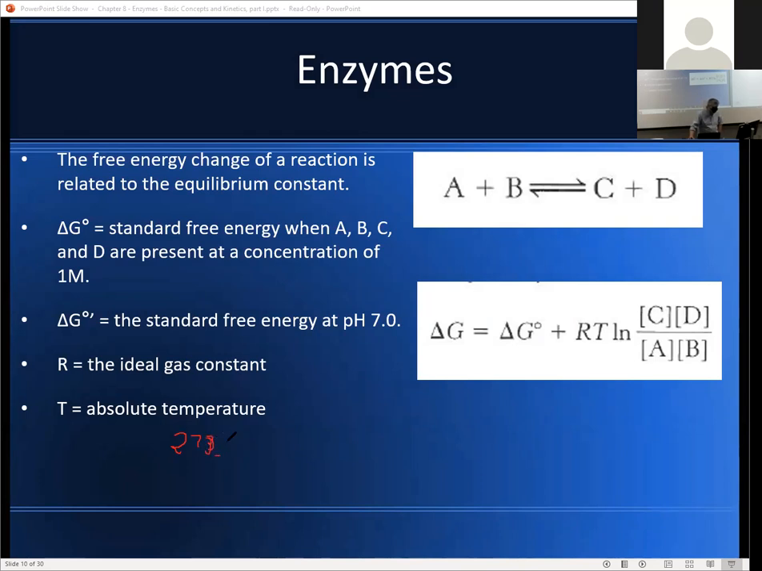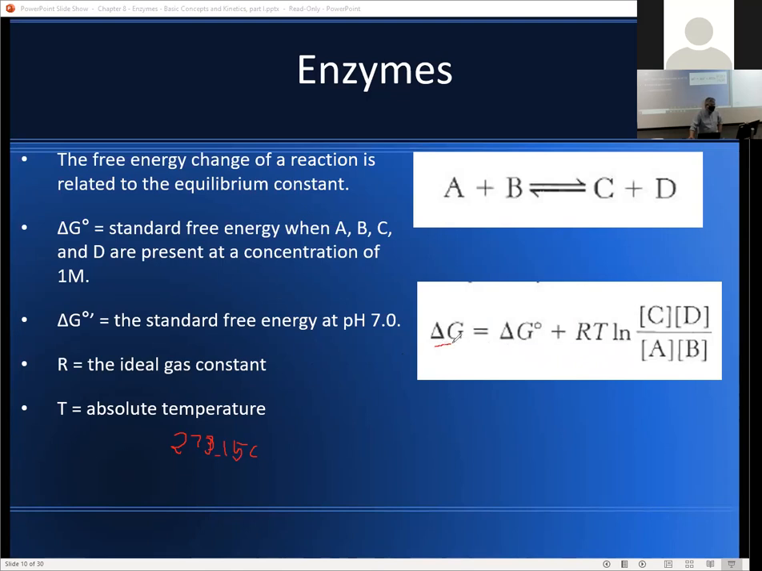That's supposed to be 273.15 Celsius. Okay. The ideal gas constant, I can't remember exactly off the top of my head. It's like 8.3 times 10 to the 7th, I believe. Don't quote me on that. That's just approximate. Okay. So that gives us this formula here.